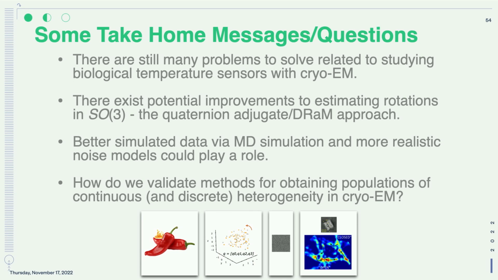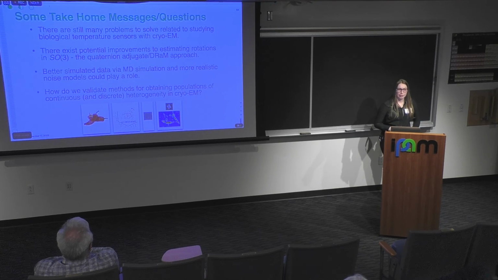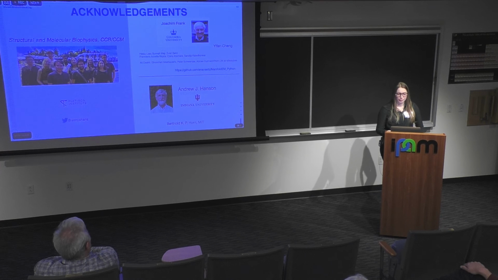There's still lots of problems to solve related to studying biological temperature sensing with cryo-EM. There may be some potential improvements here in estimating orientations in SO(3). And I think there's some cool things we can do with simulated data, both from MD and thinking more about explicitly including things in our noise. And then finally, how can we validate our methods for obtaining populations from cryo-EM?